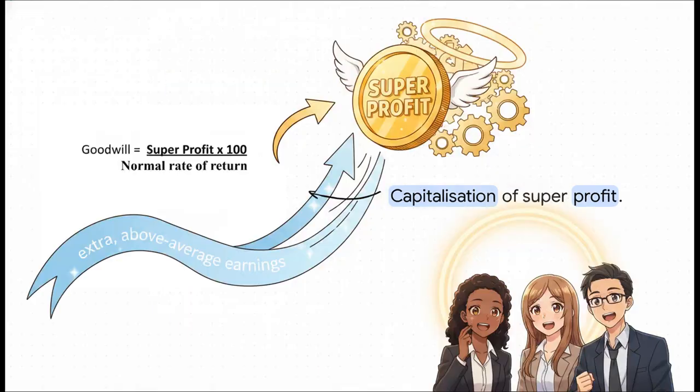That's your goodwill. Now, the capitalization of super profit, it is elegantly simple by comparison. Because super profit already accounts for those extra above-average earnings of your business, you can skip subtracting the capital employed. You literally just directly capitalize the extra profit you're making using the industry's normal rate of return, and boom, you have the total value of your goodwill.